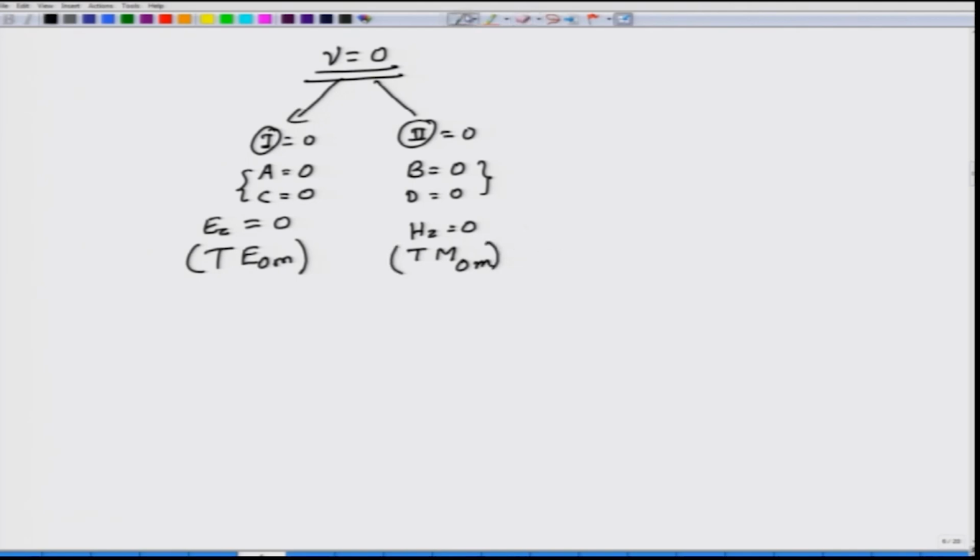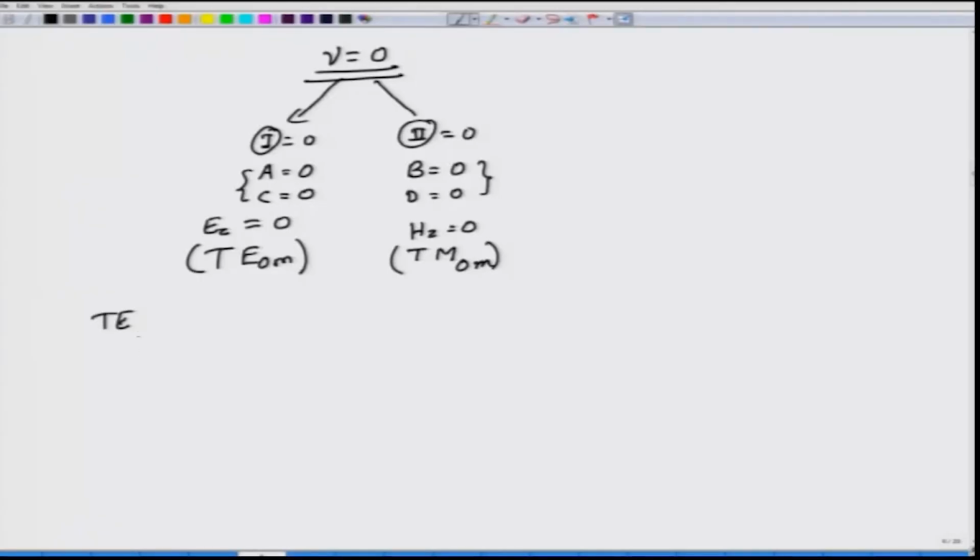Remember, during the start of this discussion we had said that there is no TE and TM mode in general for a step index fiber, and it is true. It is only for the special case where nu equal to 0 that you can divide the total solutions in terms of transverse electric and transverse magnetic. It would have been nice if these were the fundamental modes, but it turns out that these are not the fundamental modes.